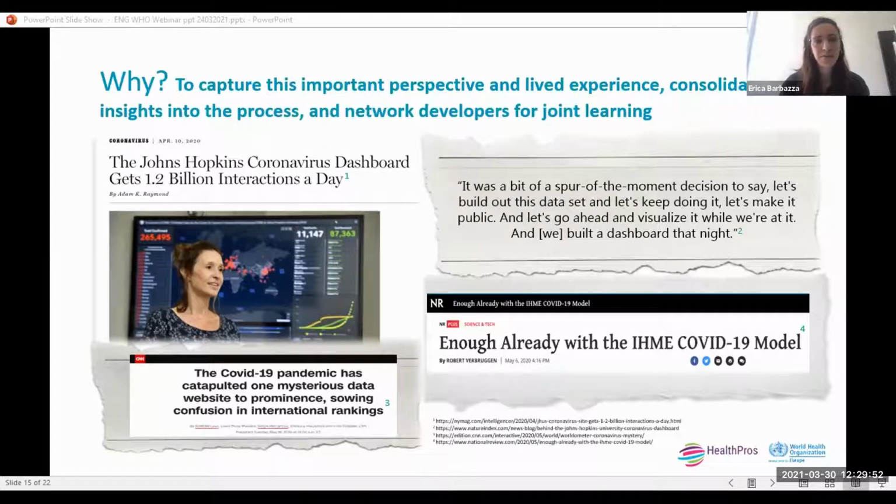So we see here an example of an interview of the Johns Hopkins coronavirus dashboard team that shared the development process and a decision that was essentially made overnight, and the dashboard that was built that day, which would go on to receive 1.2 billion interactions per day in May of 2020. So we know the dashboards are used and they're extremely important, and they can also be heavily critiqued at times. So we really wanted to leverage the experiences of the teams that have been running these day to day and take stock of the lessons learned from that process. Next slide.